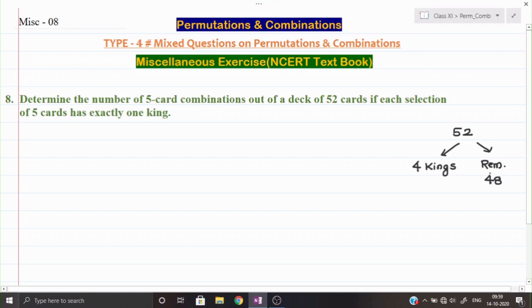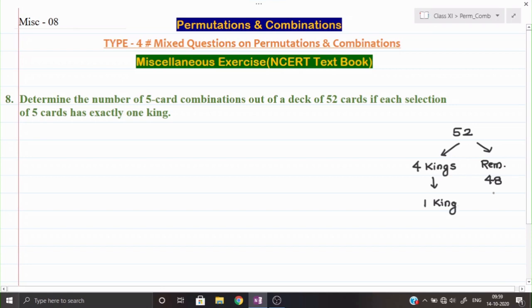Now what are they saying? They are saying if each selection of 5 cards, meaning out of 52 we have to select 5 cards, has exactly 1 king, meaning out of the 4 kings we have to select 1 king.